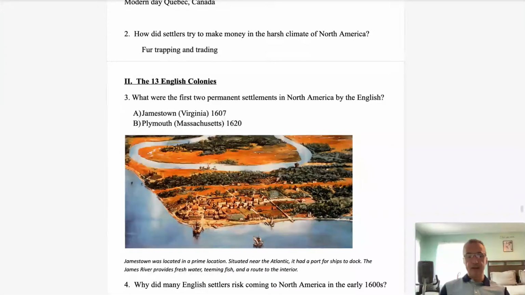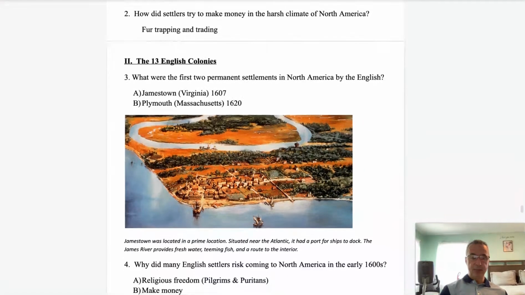Four, why did many English settlers risk coming to North America in the early 1600s? And again, it's the wealth idea, the idea of a new life, new opportunity, land. A lot of people who were stuck in the middle or lower classes within society had very little hope in Great Britain to have their own land. So they had a fresh opportunity here.